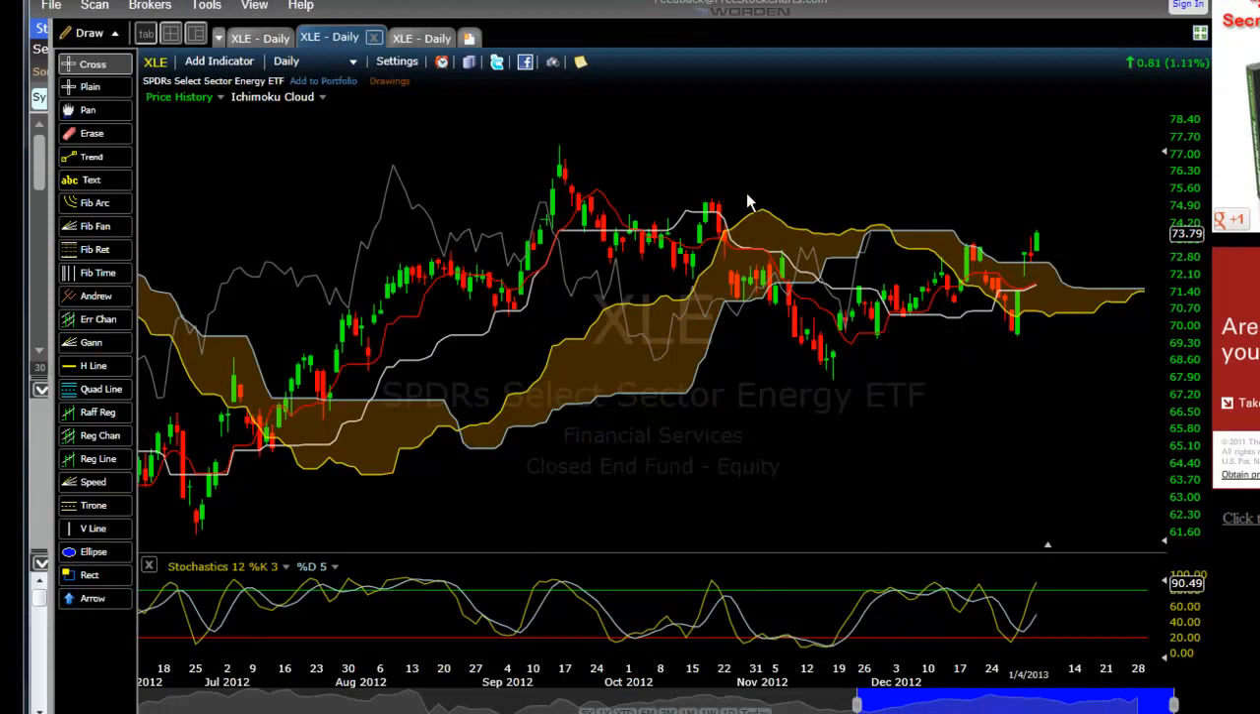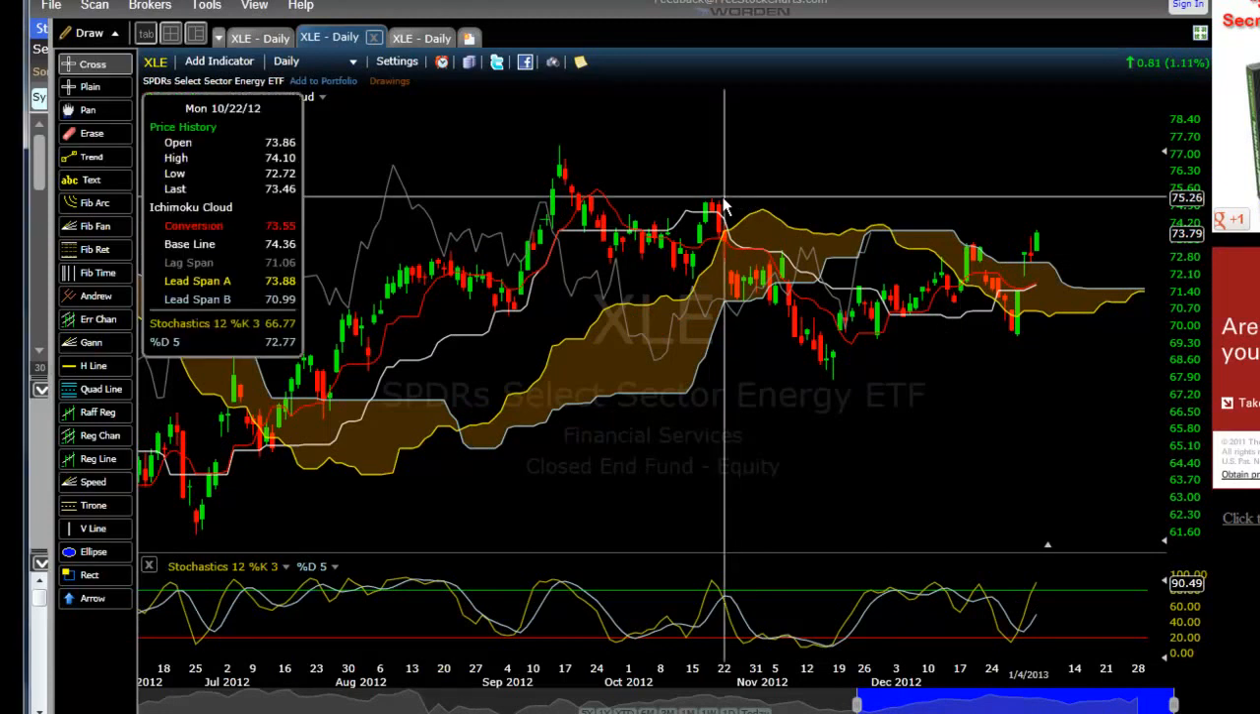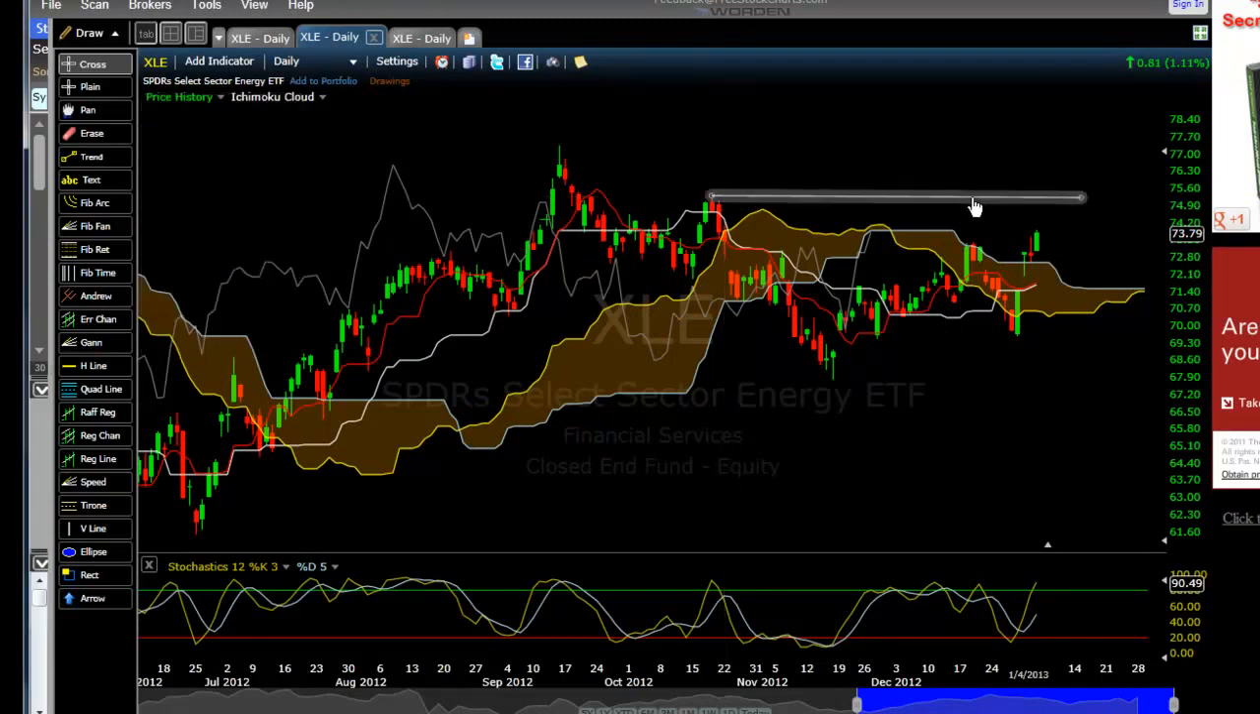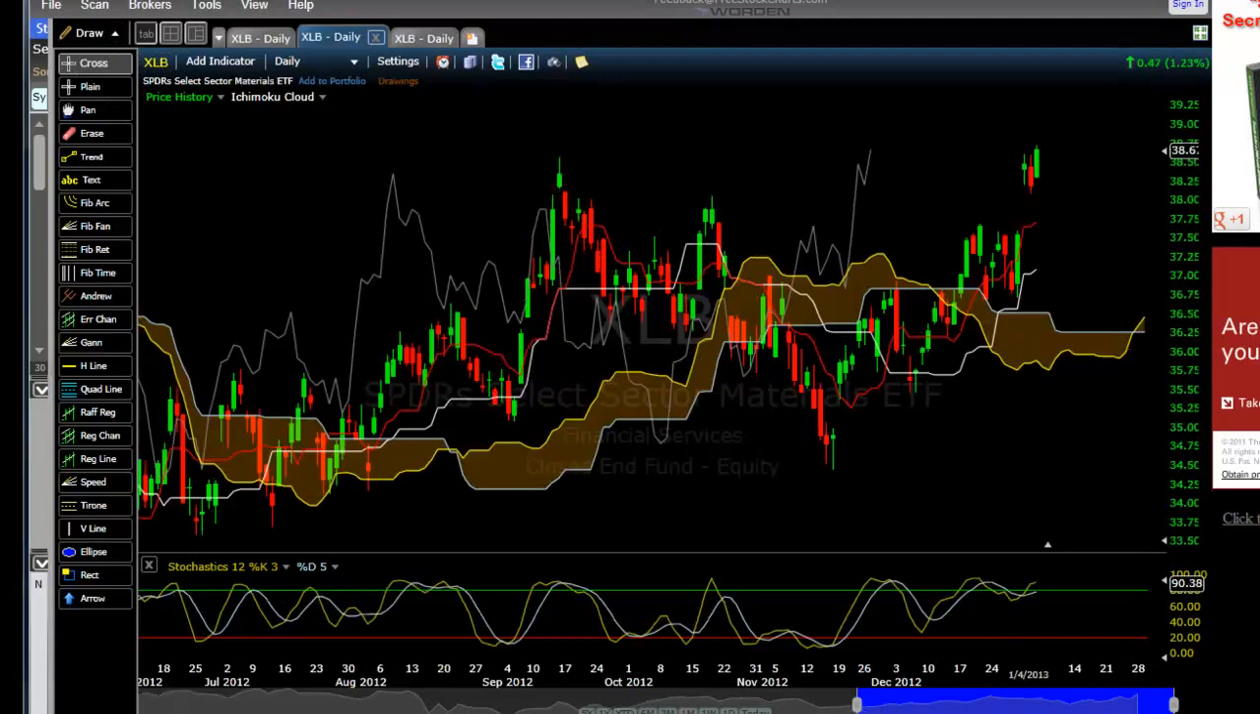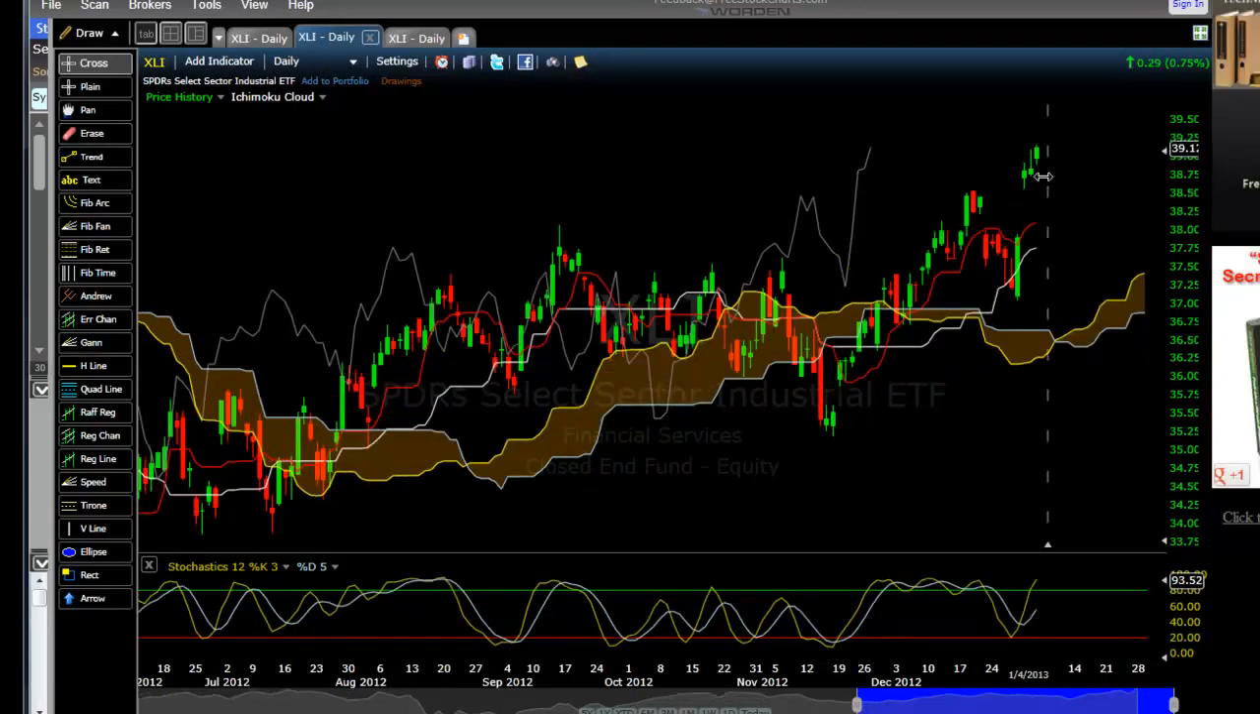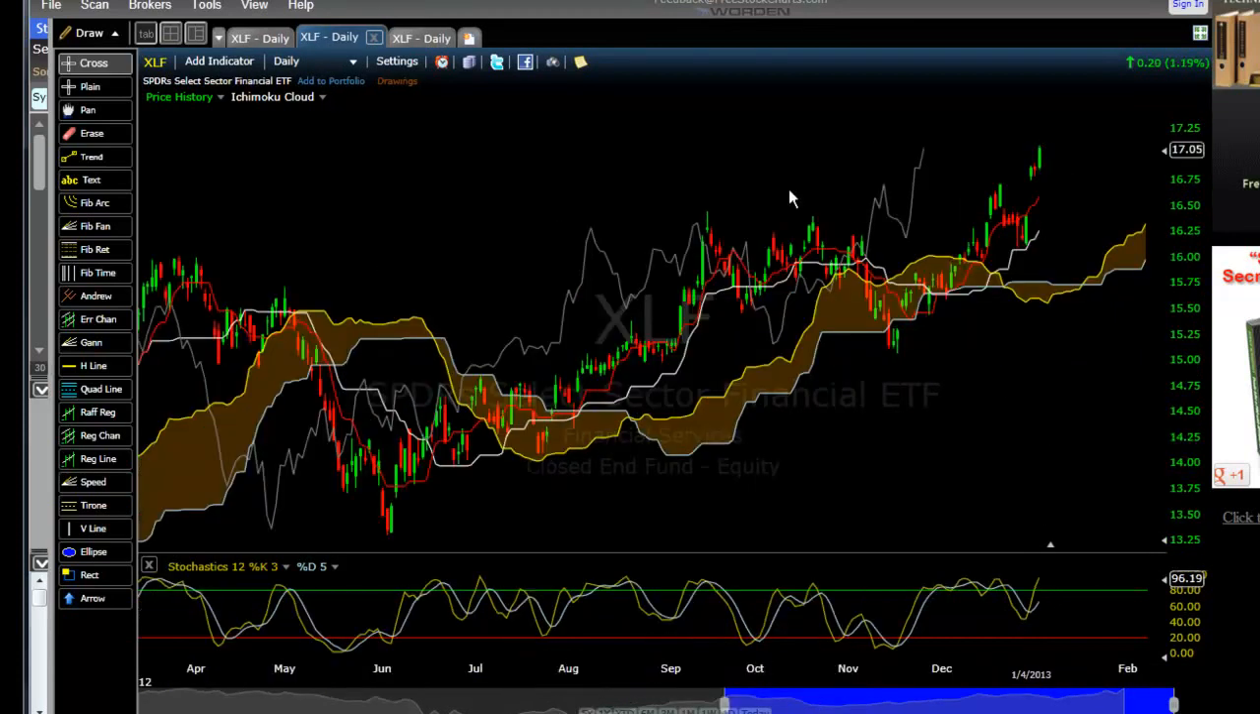So looking at the XLE, we have these highs here that we need to deal with next, and then eventually this high up here. Looks like we could head up here with stochastics oversold and moving higher. XLB, we're extended and overbought. XLI, keep an eye on this one, a little bit extended, approaching overbought. We could move a bit higher. XLF, same thing.